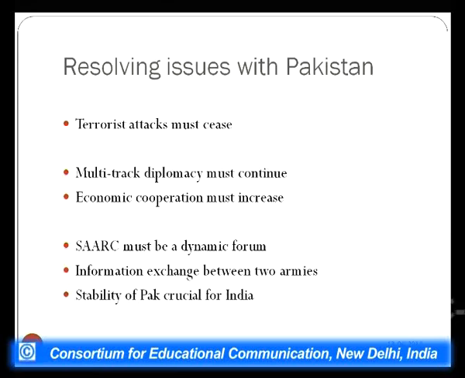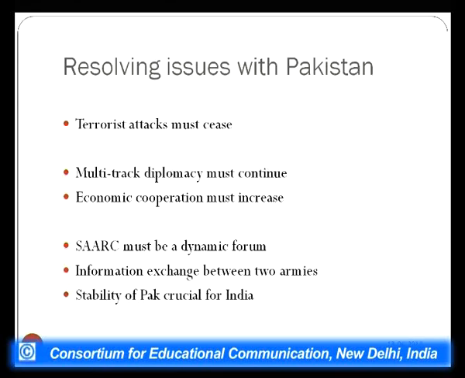SAARC, which is a regional forum of South Asian states, must play a very active role in resolving the issues of India and Pakistan, and with India and Bangladesh and other regional issues which are there between the SAARC countries. The information exchange between the two armies, because many a times the firing takes place on the border because of misunderstanding between the two armies. So there must be exchange of information where the two armies deal with each other.